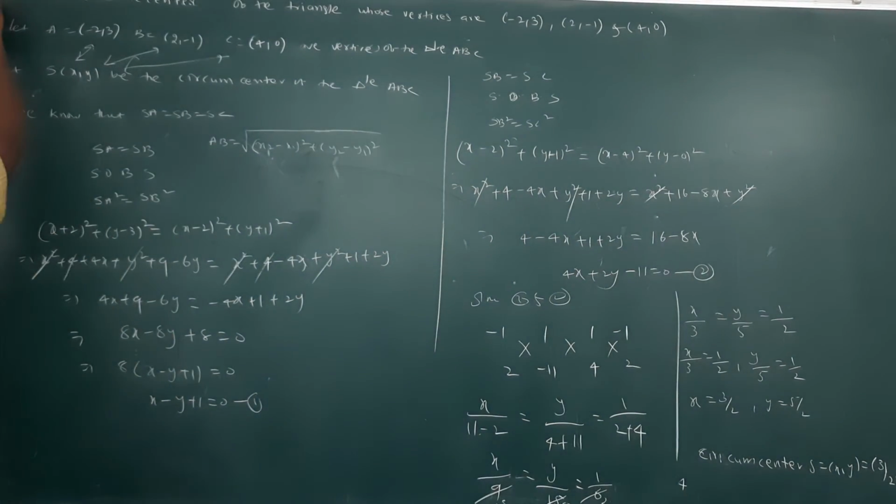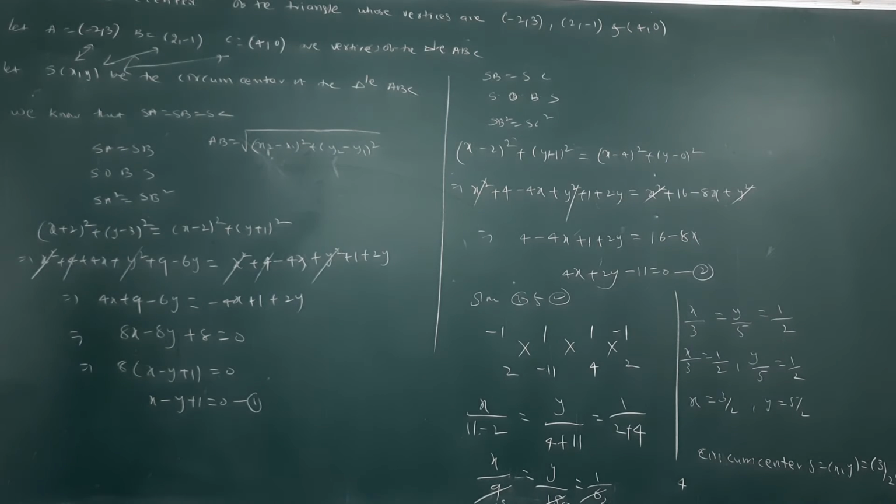Very, very important formula for 7 marks. What is the circumcenter? First, let the vertices be A equal to minus 2 comma 3, B equal to 2 comma minus 1, C equal to 4 comma 5, the vertices of the triangle ABC. Let x comma y be the circumcenter of the triangle ABC. We know that SA is equal to SB is equal to SC. Nothing but the distance from the circumcenter of the triangle to any vertex is equal. SA is equal to SB.